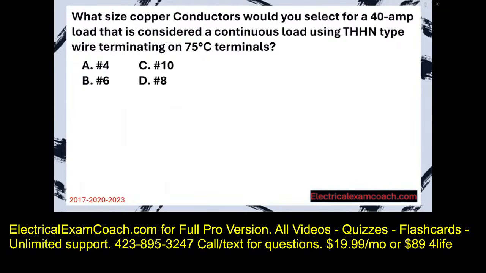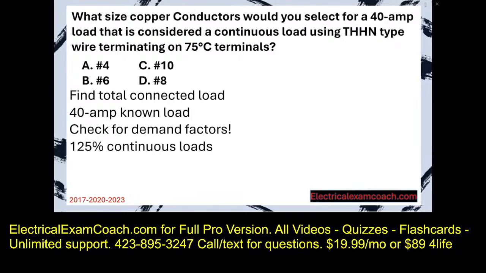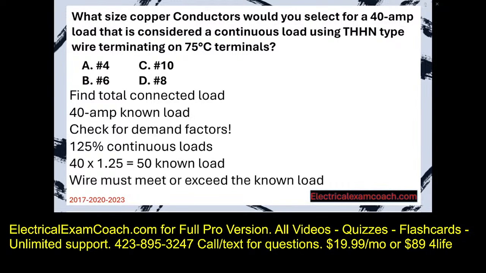What size copper conductors would you select for a 40 amp load that's considered a continuous load using THHN type wire terminating on 75° C terminals? Step 1, find the total connected load. In this case, our starting known load is 40 amps. We have to check for demand factors, but they've already let us know that it's going to be considered a continuous load. We take our original known load, multiply it by 1.25, and that gives us a new known load of 50 amps. And all of our wire must meet or exceed the known load.